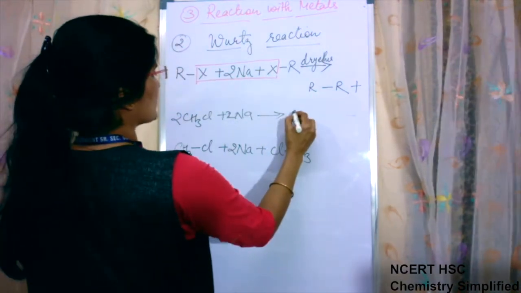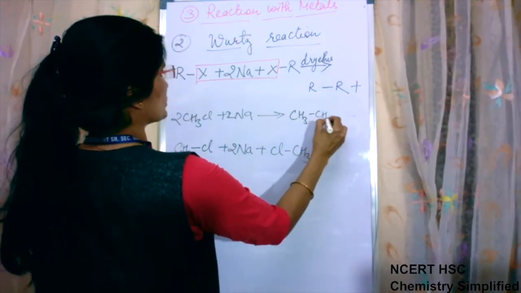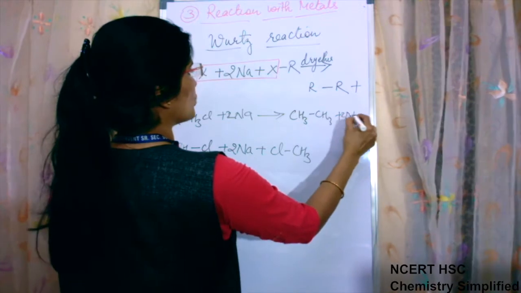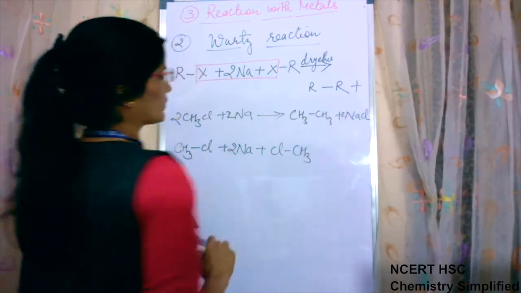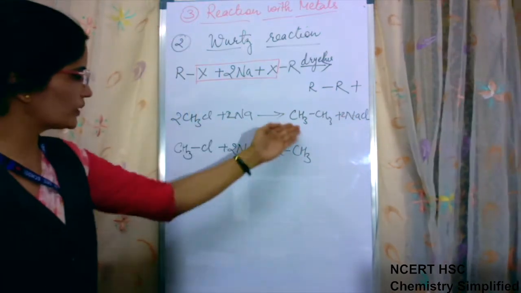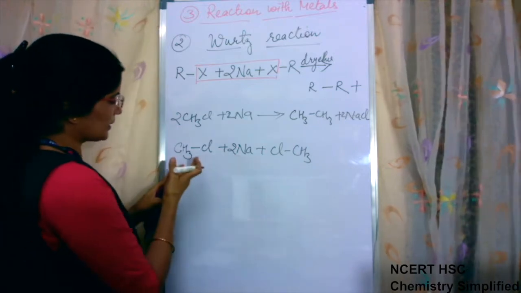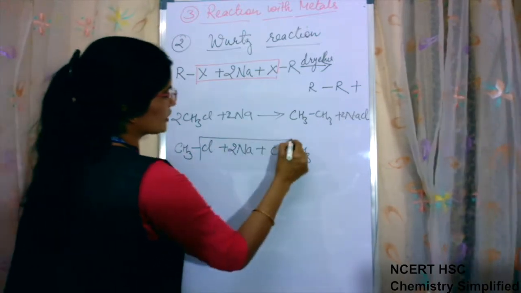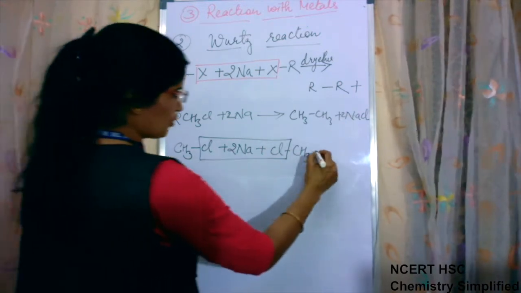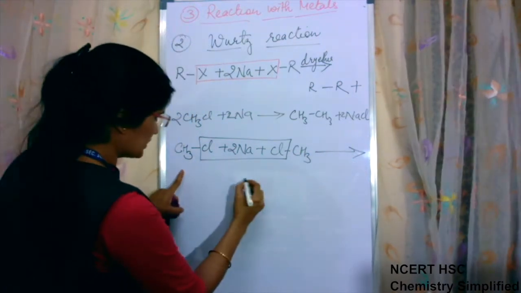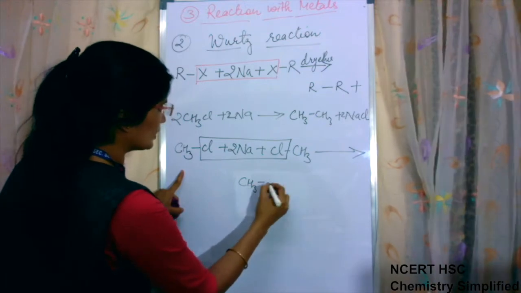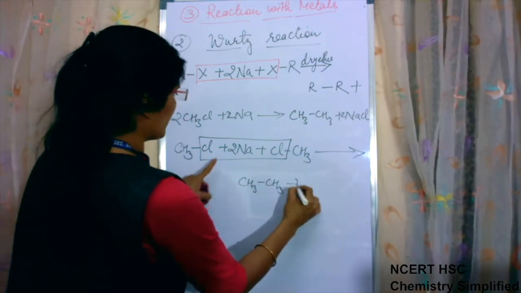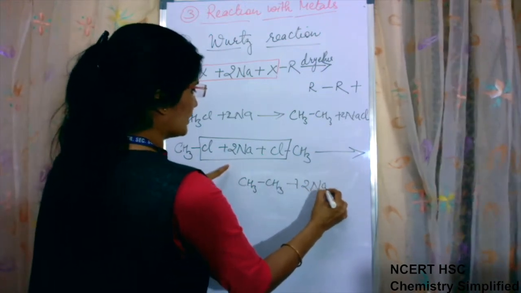Simply you can write that you will get CH3 bond CH3 plus 2NaCl. In this manner also you can write, and to understand it better, I have written CH3Cl and this inverted molecule so that we can show the elimination of byproduct, forming CH3 single bond CH3 plus 2NaCl.